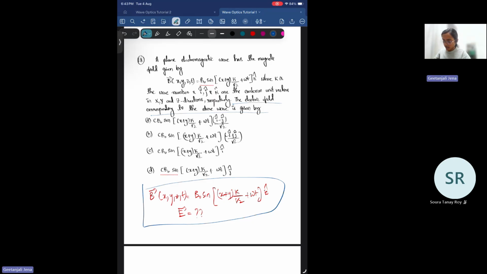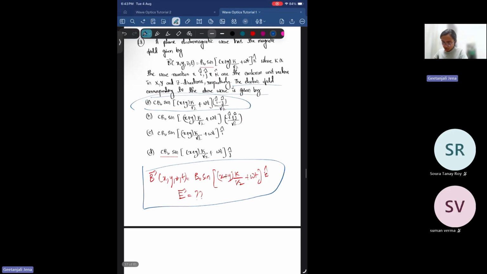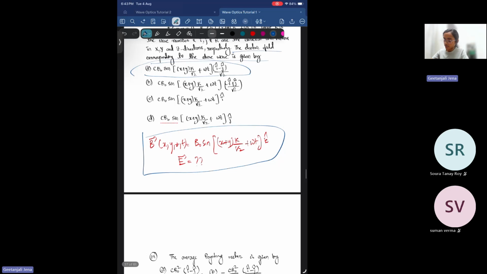Answer is A. Yes, correct. So the answer for this is A. I think you know what the formula is that you need to use.